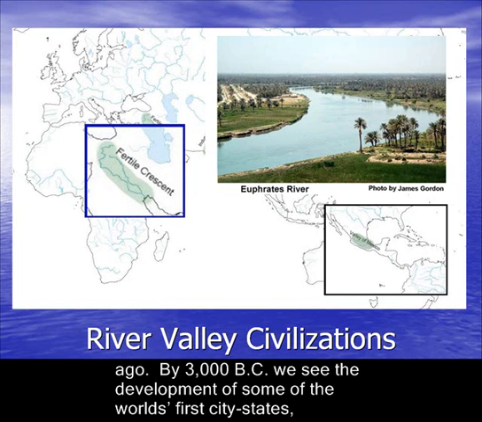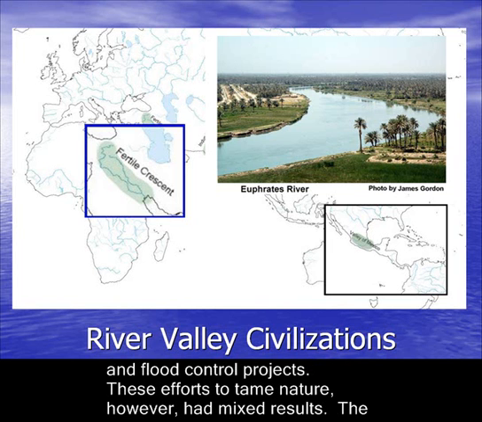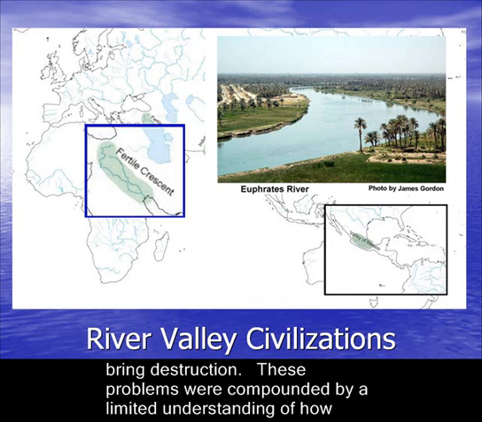By 3000 BC, we see the development of some of the world's first city-states, developed in part because of the need to organize large numbers of people for major irrigation and flood control projects. These efforts to tame nature, however, had mixed results. The erratic and often wild flooding of the rivers brought prosperity, but it could also bring destruction.